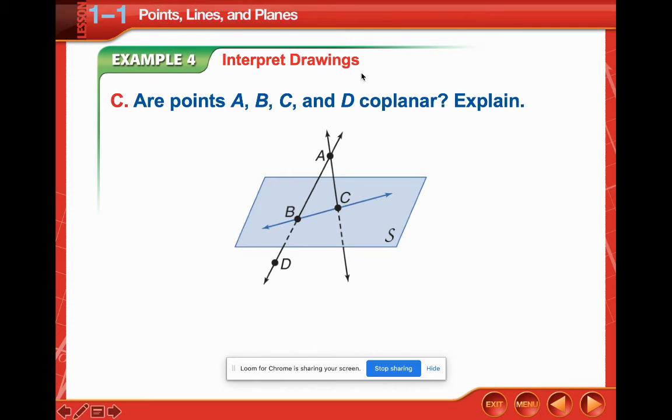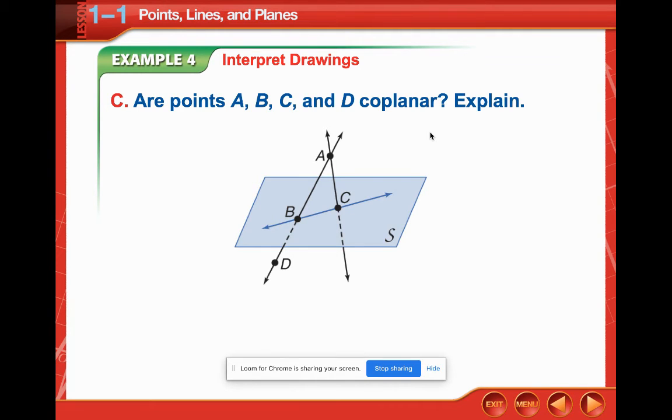All right, are points A, B, C, and D coplanar? Explain. Again, this is a dumb question, I think, personally, but maybe there's much better geometry teachers out there that can explain this much more easily. I struggle with it, so maybe it's not a dumb question. Maybe I'm just a dumb teacher.